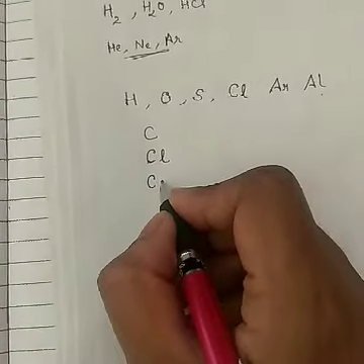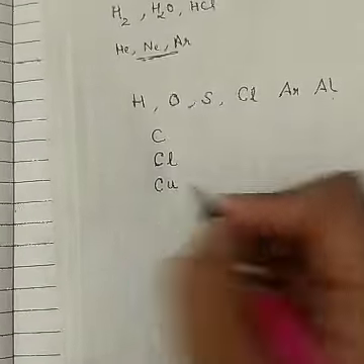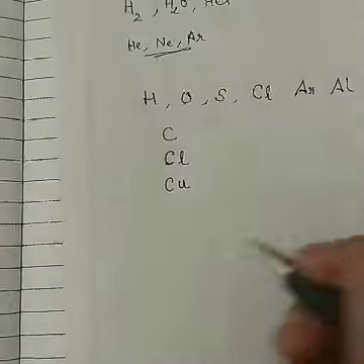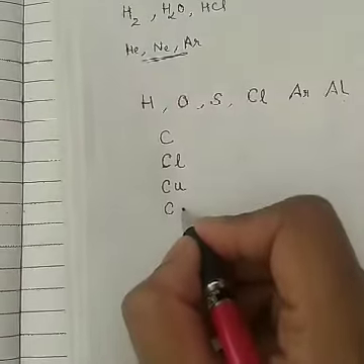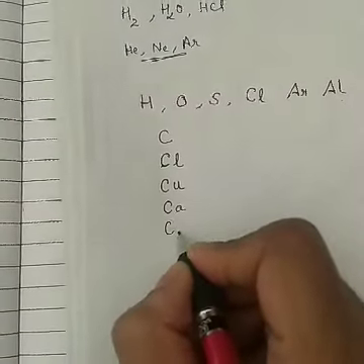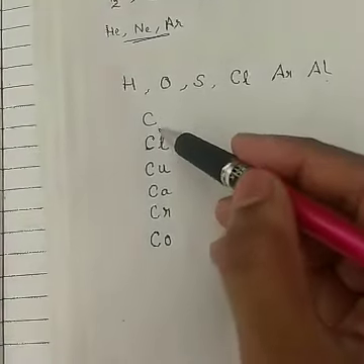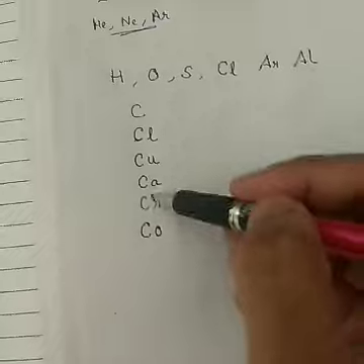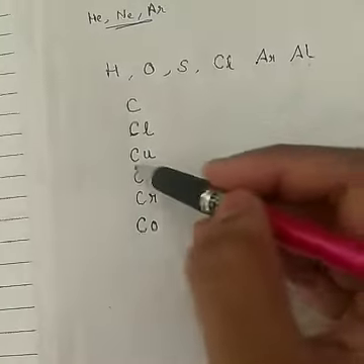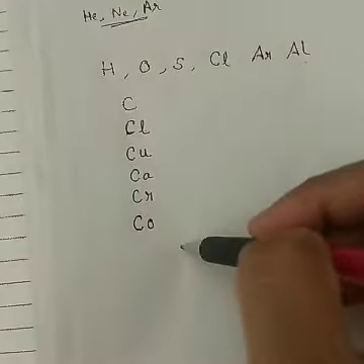Copper, the name also starts with C. So they have given the symbol Cu. Calcium, Ca, chromium, Cr, cobalt, Co. See, the names are starting with the letter C. So another letter has been introduced with their symbols so that it can be easy to recall.